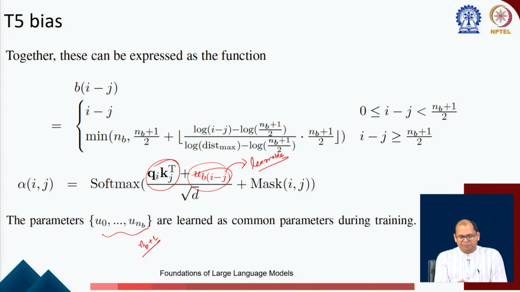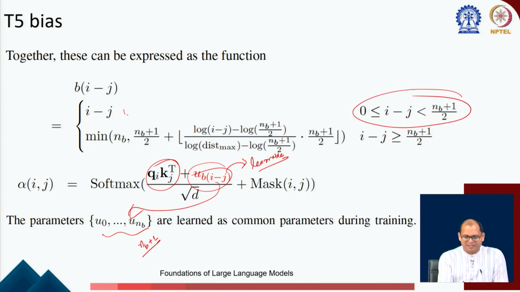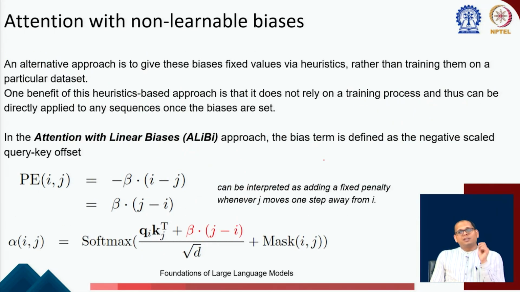And how do you get this value? They say, okay, which of these buckets it will correspond to is what I need to know, and this is a simple mapping. Somewhere it is the same offset, otherwise logarithmically, right. So, you learn these parameters and you can use that during inference also. Now, this was the one with the learnable biases. Can we also have attention with non-learnable biases?